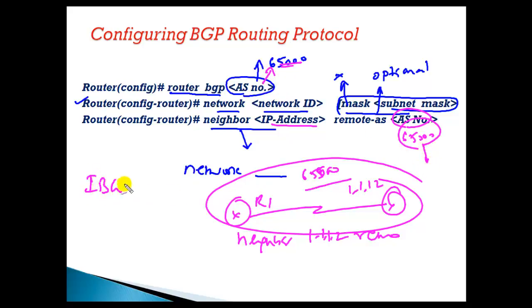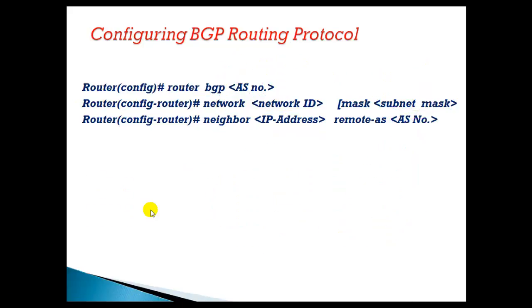If I'm using 65000 here and 65000 there, automatically the router will understand that it's an internal BGP neighbor, because my AS and the neighbor AS are the same. If this number and that number are different, then it will automatically understand it as an external BGP neighbor. So based on the configuration you are doing, the devices will understand automatically whether you are configuring an external BGP neighbor or an internal BGP neighbor.